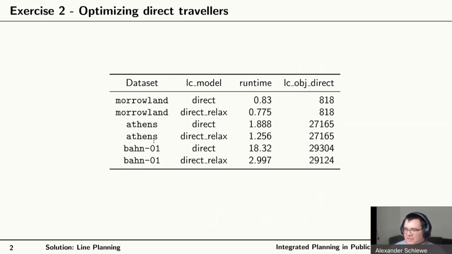So I let you try, or you could try it out on barn 01, where, well, at least the direct model needs 20 seconds. So that's not very fast, but the relaxation is much faster, but does not find the optimal solution. But you may have data sets where it finds the optimal solution, right? So on the first data sets, on the smallest data set, the relaxation works as well. So there may be data sets where you don't need the exact model, but an easier to solve model is good enough.